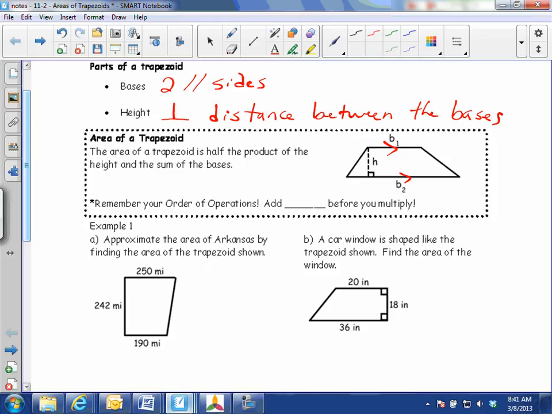Okay? So our formula says the area of a trapezoid is: area equals half times the product of the height and the sum of the bases. Sum means add. Okay, and I will note down here, remember your order of operations, you have to add the bases before you multiply. Otherwise you're coming up with the wrong answer. Because they are in parentheses, you have to do them first.